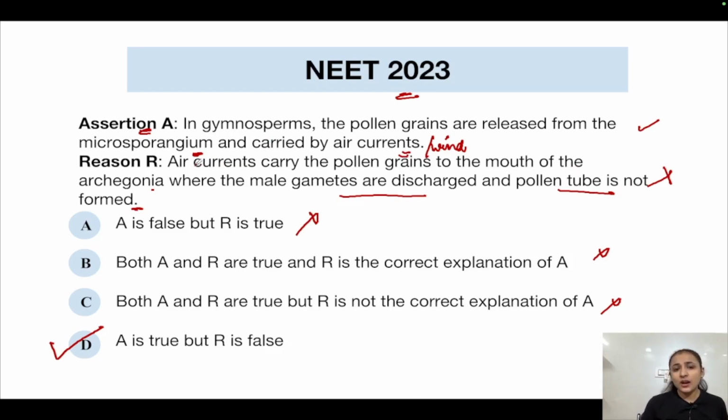Okay, so air currents जो है, they carry the pollen grains to the mouth of the archegonia, where the male gametes are discharged and pollen tube is formed. Okay, now let's move on to the next question.